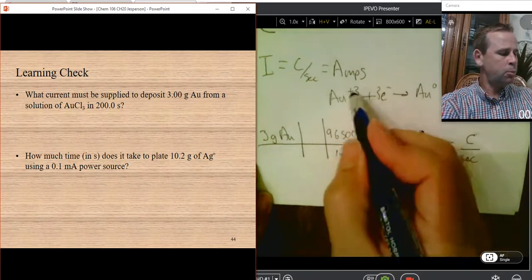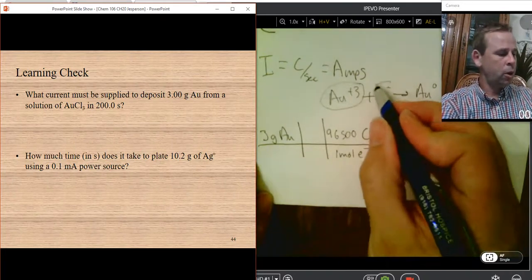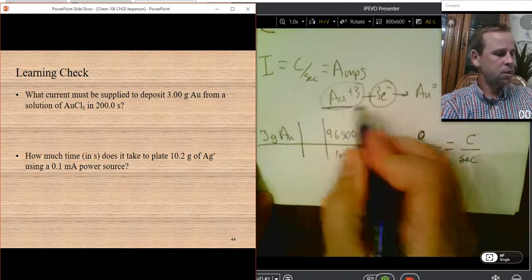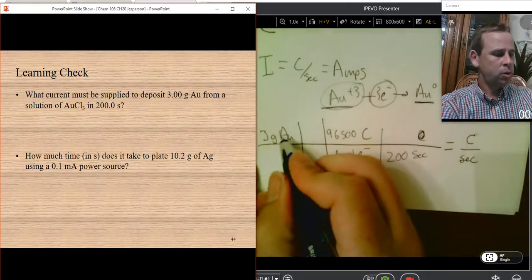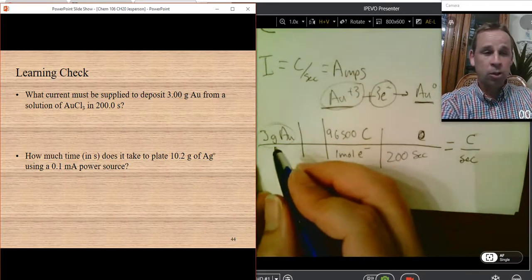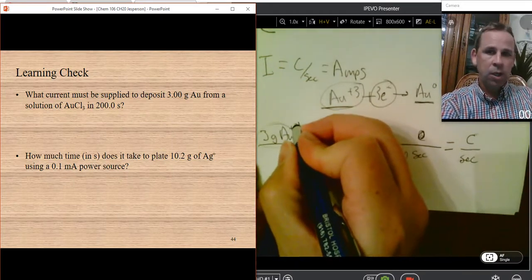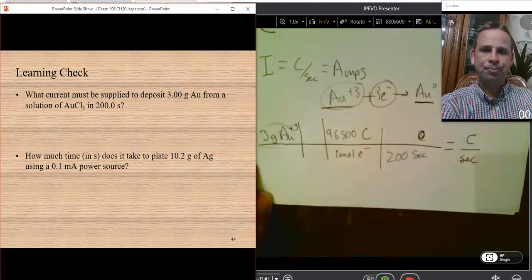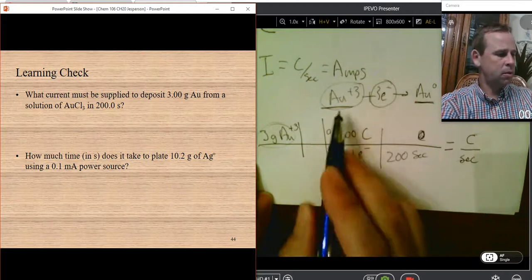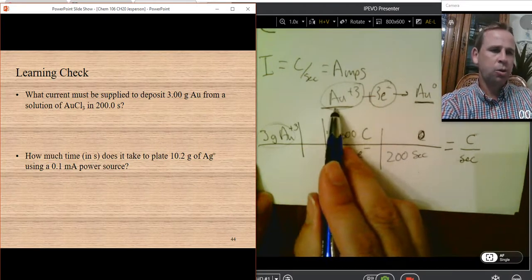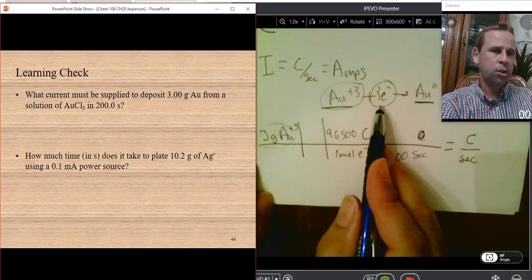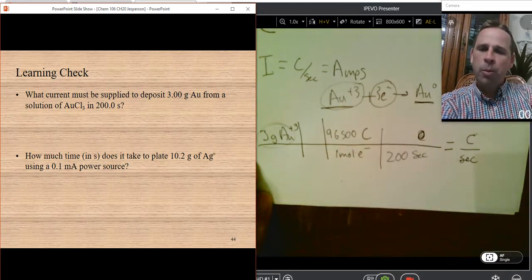So if we identify how many moles of this material, we'll know how many moles of this, because this to this is a 1-to-1 ratio. This grams of gold can also be thought of as 3 grams of Au plus 3 ion. Now, how did I know it was gold ion with a plus 3 charge getting 3 electrons to form this? Well, because I look here and I see that this is the ion that's available to us from gold chloride, and there's 3 chloride ions, so that must be an Au plus 3 charge.